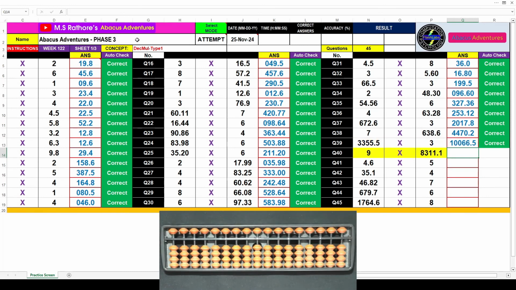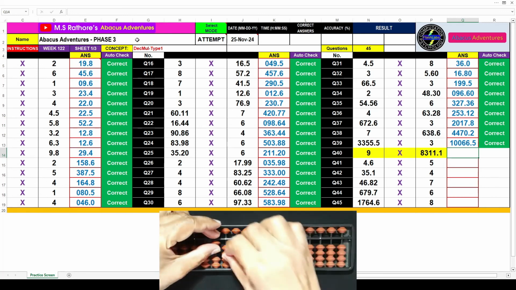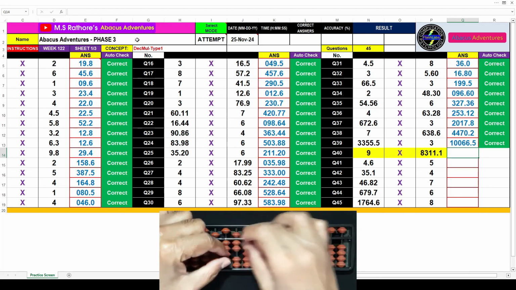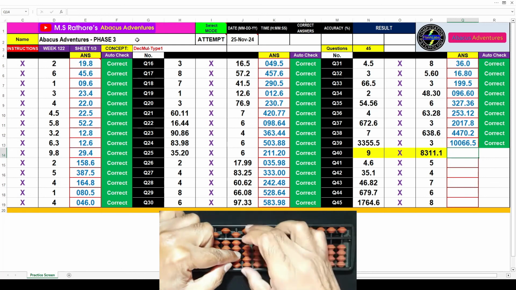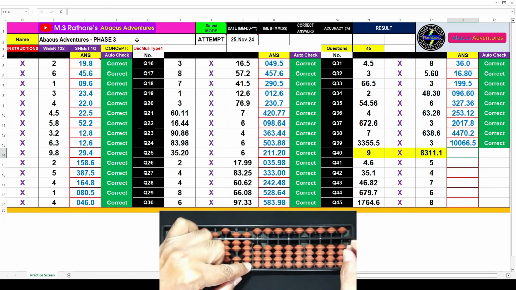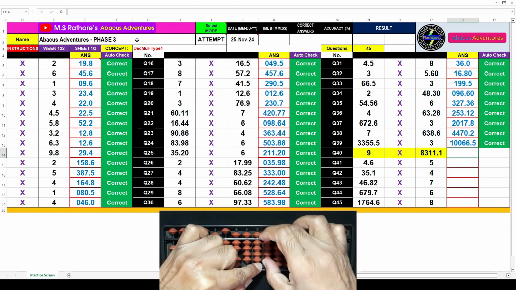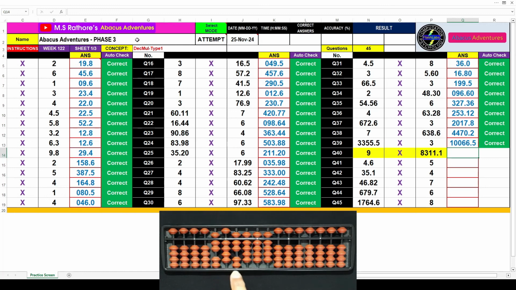Question number 40, 9 multiplied by 8311.1. So there are 5 digits taken together in both the multiplicand and the multiplier. So let's place the finger on rod number 5. Now from right to left it is 8 9s are 72, shifted, 3 9s are 27, shifted, 1 9 is 09, shifted, 1 9 is 09, shifted, and finally 1 9 is 09. The answer is 74799.9.